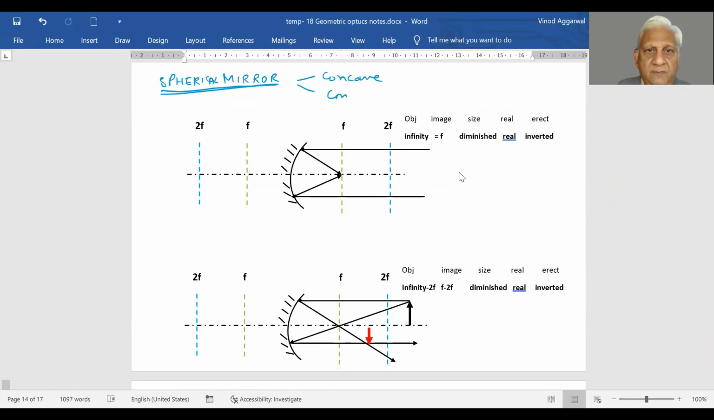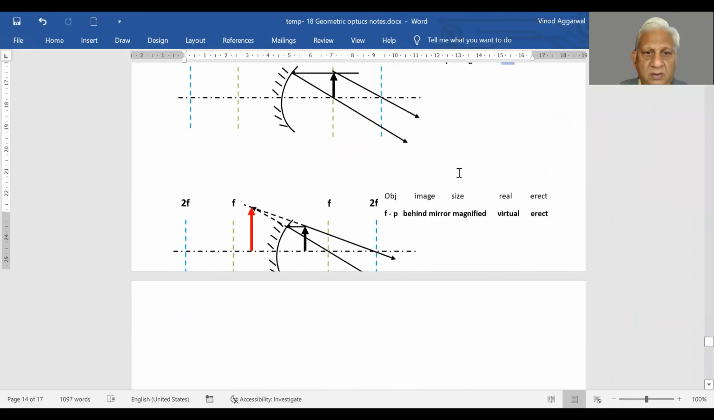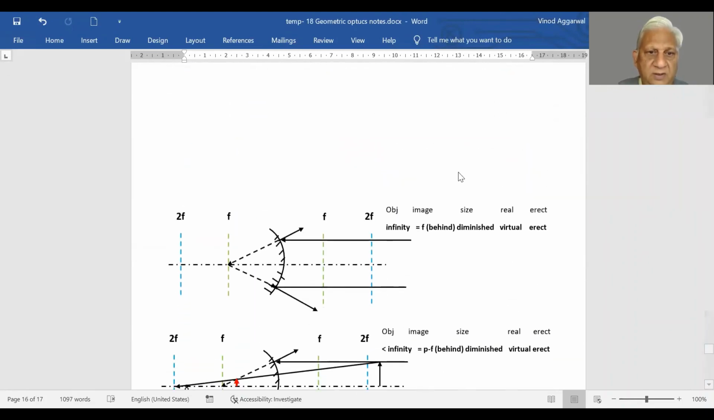concave or convex. If this is our mirror and the silver is on this side, this is called a concave mirror. On the other hand, if the silvering is on this side, we call this a convex mirror.